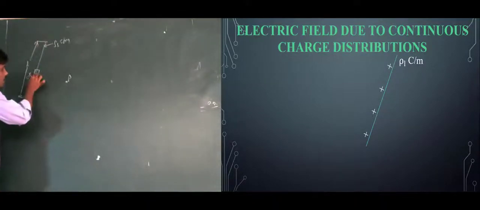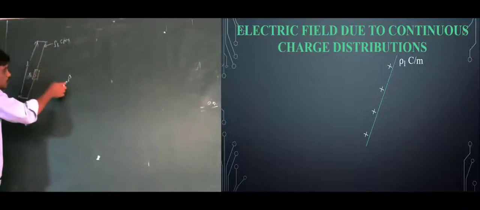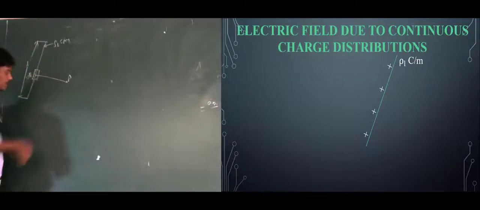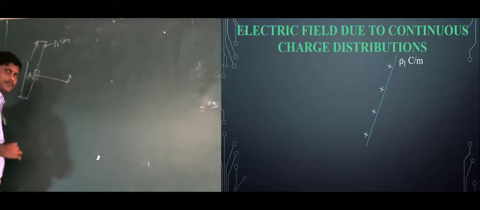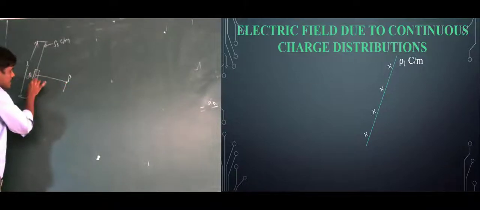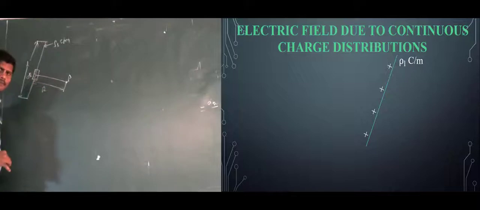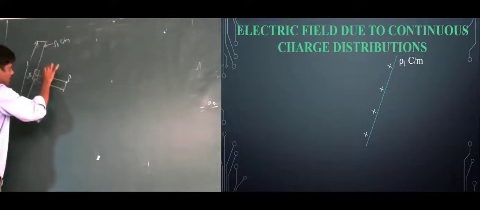So draw the vector line from the elementary charge. This is the elementary length. Draw the perpendicular line, the vector line, from the elementary length to point P. And the distance between the elementary length and point P is R. Along this direction, the unit vector is aR.